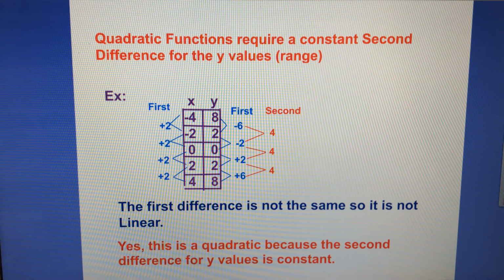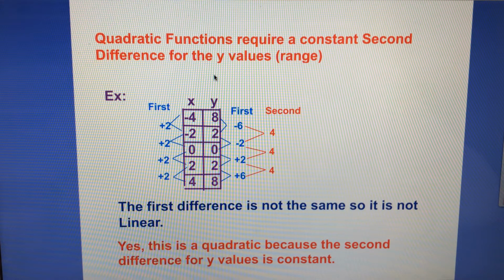In this case, we require a constant second difference for the y values. Remember, the y values are our range. We know it's not the same as our measures of central tendency range, where it's smallest to largest. This is different. This range means your set of y values. Your set of x values, you'll recall, is your domain. So let's look at these differences.